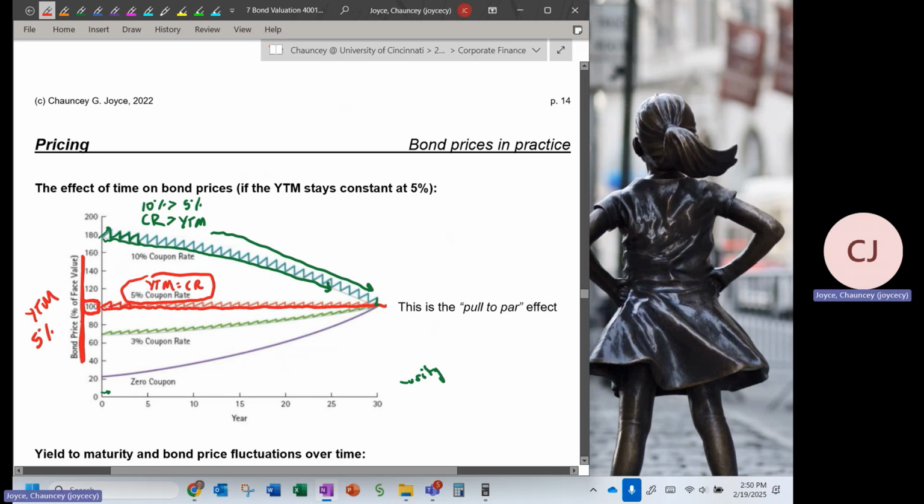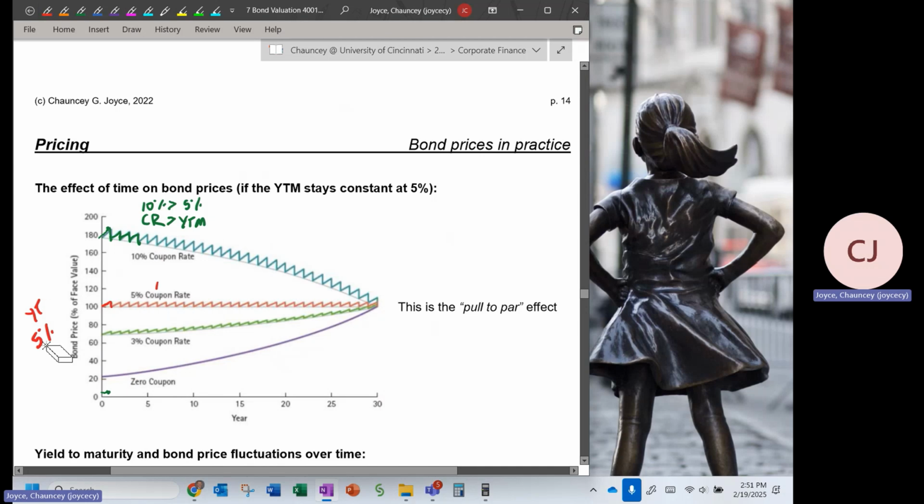That's why it looks like that sawtooth. And the height is lower. Each of these heights are lower than the one above it because it pays a lower amount. This is paying a 10% coupon up here, whereas the par value bond is only paying 5%. Pretty neat effect there, if you ask me. It's the pull to par effect.